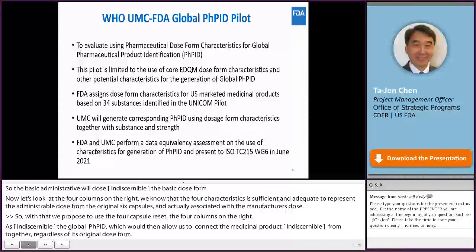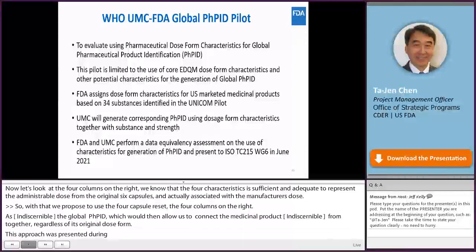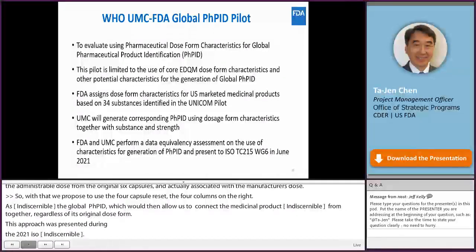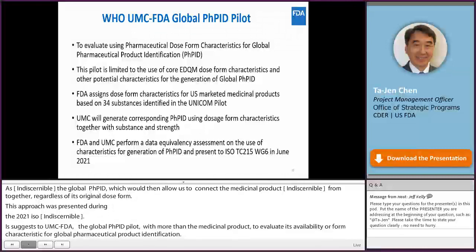ISO TC215 Workgroup 6 then suggested that WHO, UMC, and FDA conduct a global PhPID pilot with broader medicinal products to evaluate the feasibility of using the 4 characteristics to generate global PhPID. FDA then assigned the whole 7 dose form characteristics for about 1,400 US marketed medicinal products based on 34 substances that were identified during the unicorn pilot.